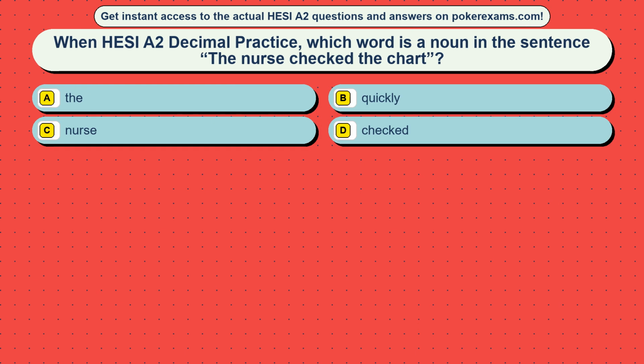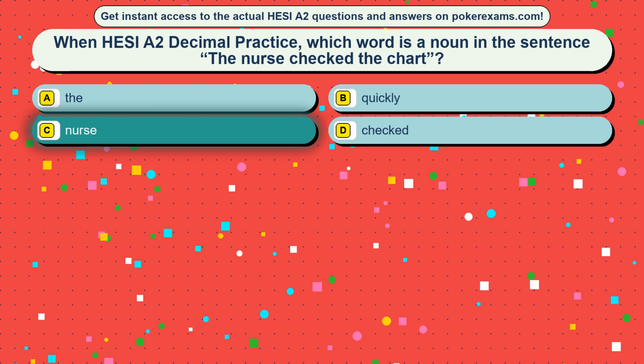Question 19. When HESI A2 decimal practice, which word is a noun in the sentence "The nurse checked the chart"? Option A, the. Option B, quickly. Option C, nurse. Option D, checked. The correct answer is option C, nurse.